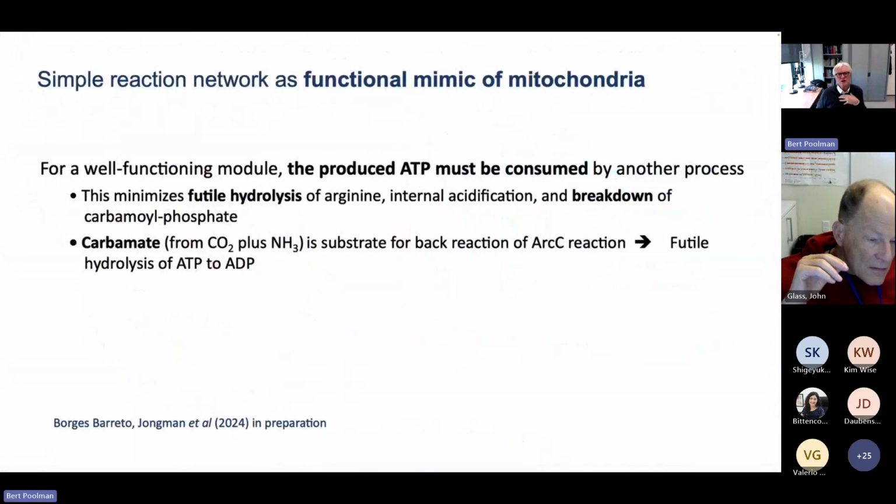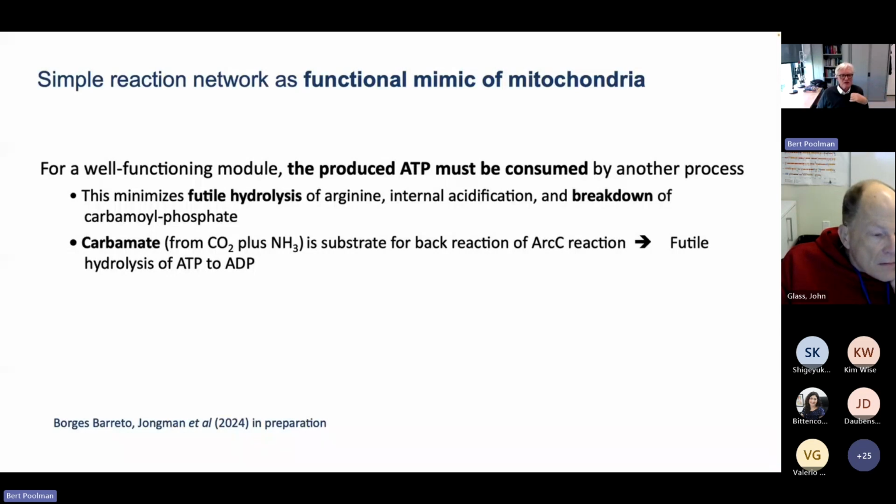And so to summarize this part, we have a simple reaction network that basically functions as a mimic of mitochondria. But in order for it to function well, the produced ATP must also be consumed. And this minimizes the futile hydrolysis, it minimizes the internal acidification. It also minimizes the breakdown of carbamoyl phosphate, one of the intermediates.